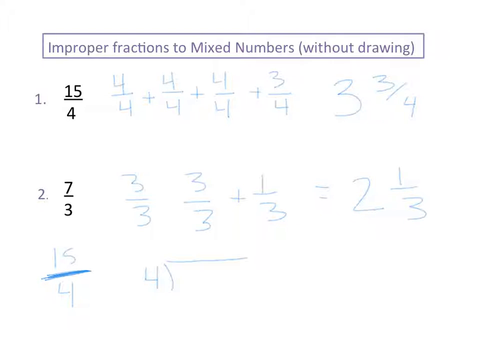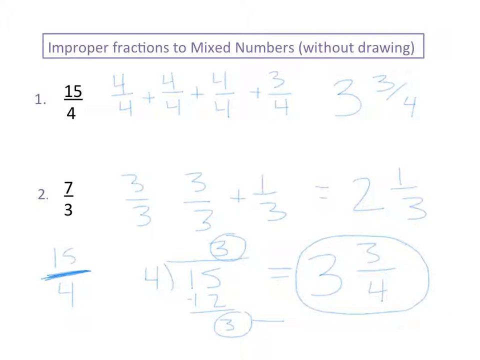How many times does 4 fit into 15? We know that it fits 3 times with 3 remaining. So we have our 3 wholes, our 3 remainder, and our denominator stays the same because the number of equal parts does not change. So that's a much faster way than pulling out wholes or drawing. We can simply divide.